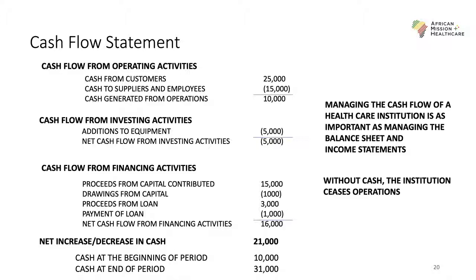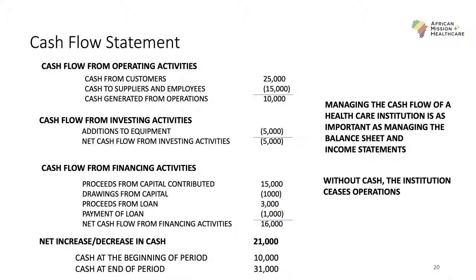So we get cash from our customers. They hand us money when we provide them services. We get cash that goes out the door when we have to pay employees. And therefore, there's some sort of net cash flow from operations. There's cash from investing activities. So we might have to go buy a piece of equipment. In this case, the example is a piece of equipment that costs 5,000 shillings. And that's a negative cash flow.